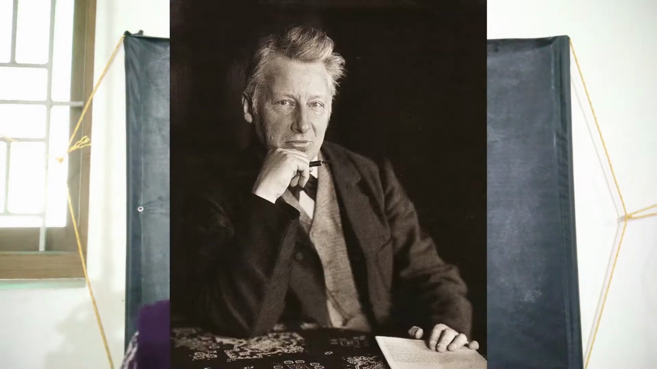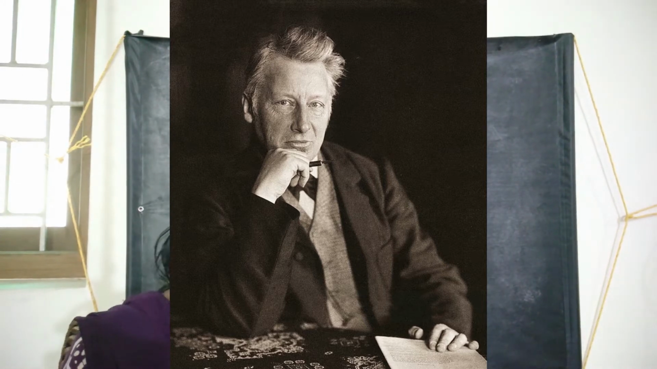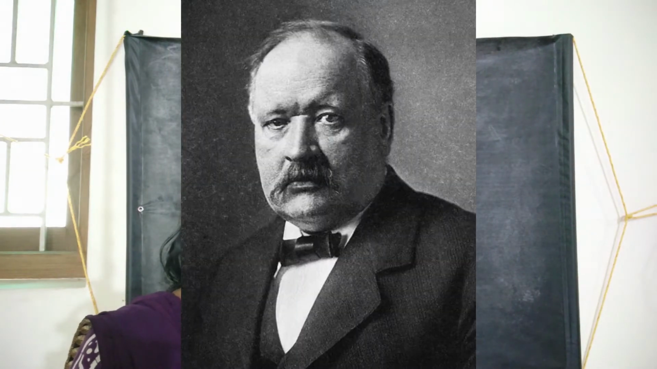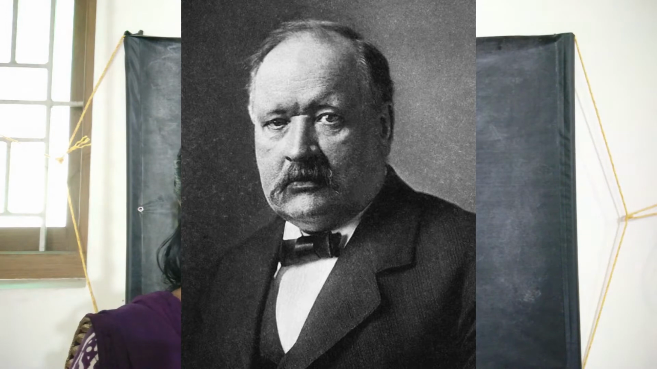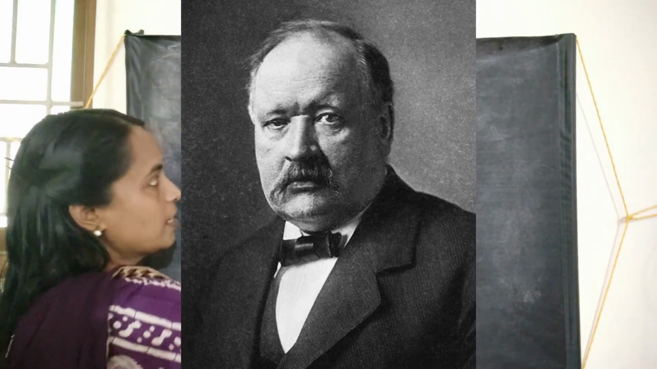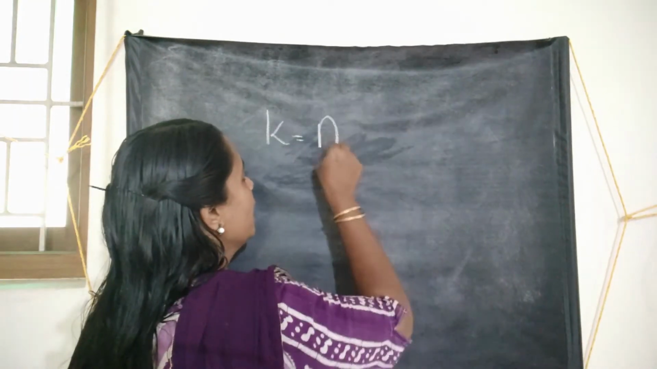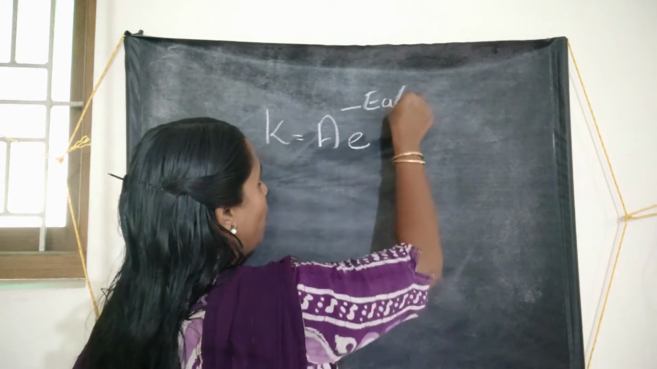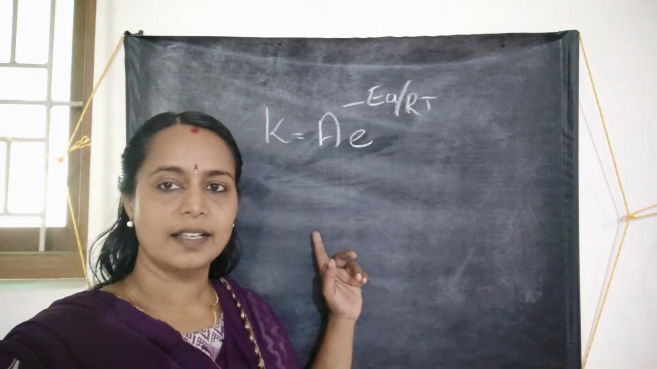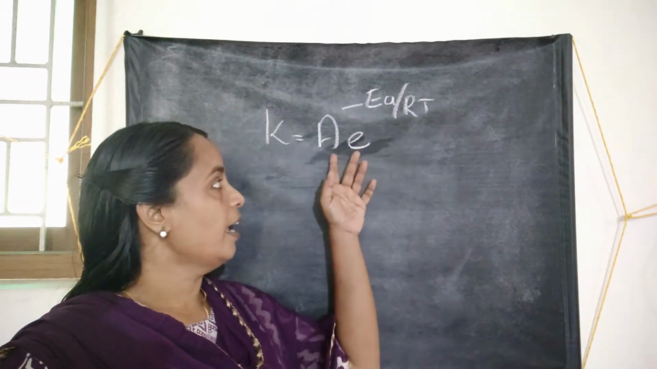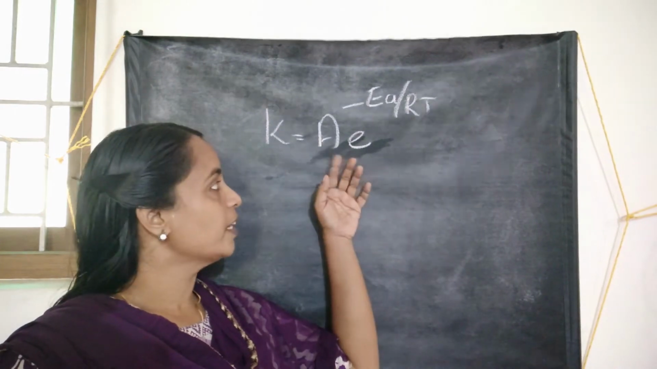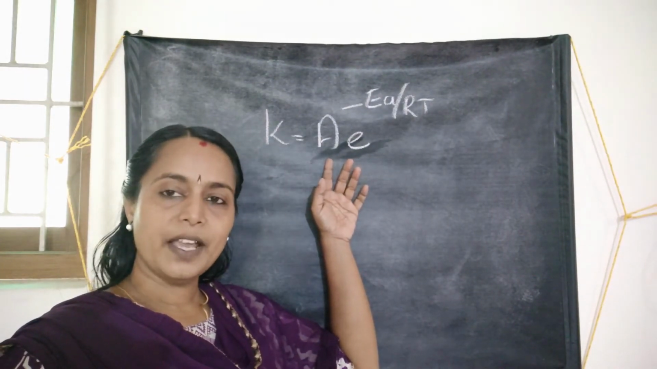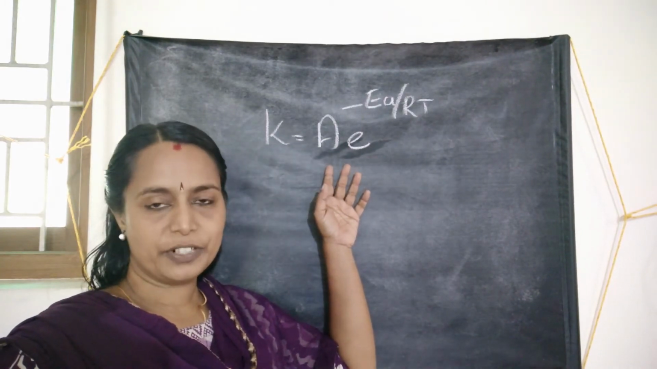Okay, that is, as the temperature increases, the rate also increases. The dependence of temperature on rate was first proposed by Van't Hoff, but the correct mathematical equation was given by Arrhenius. By Arrhenius, the rate constant K is equal to A e raised to minus EA by RT, where A is called the pre-exponential factor and is constant for a particular reaction, and EA is the activation energy.